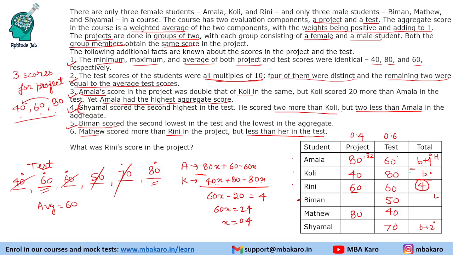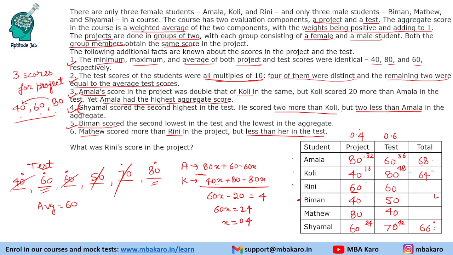This is 80 into 0.4, 32, and 36, so total is 68. This is 4 into 4, 16, and 8 into 6, 48, which is 64, perfectly fitting. Now we need to find these two missing values. This person has scored 70 in test, so 42 marks he has achieved here. His total is 66, because it is 2 more than Kohli. With 42 here, it should be 24. And 40% of which number is 24? That is 60. So Shyamal got 60 marks here and Biman got 40 marks here.